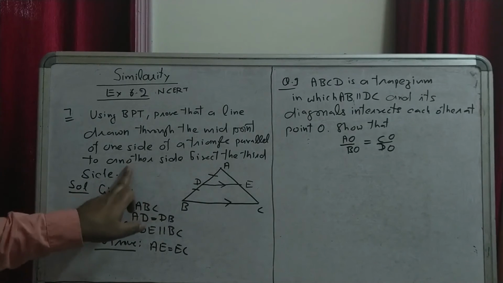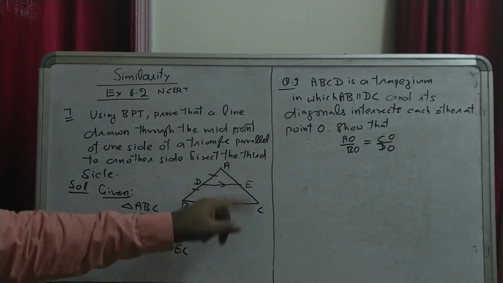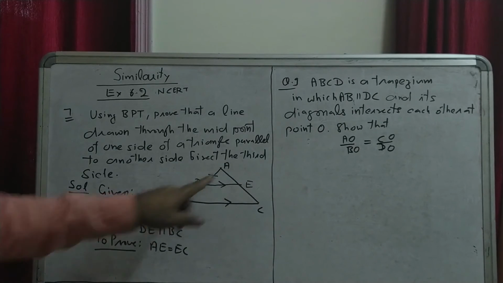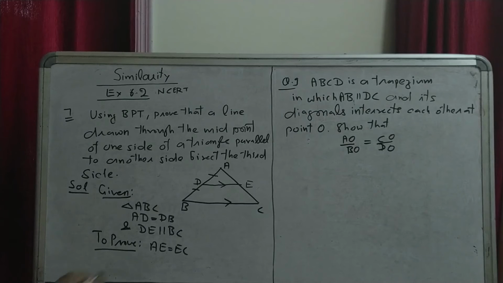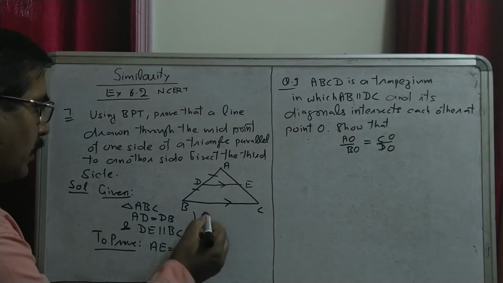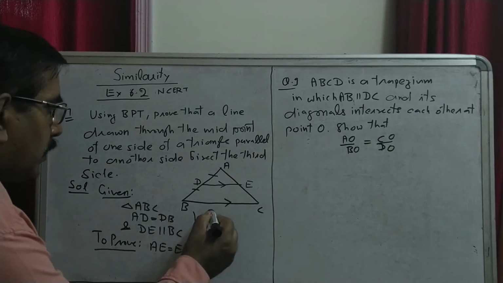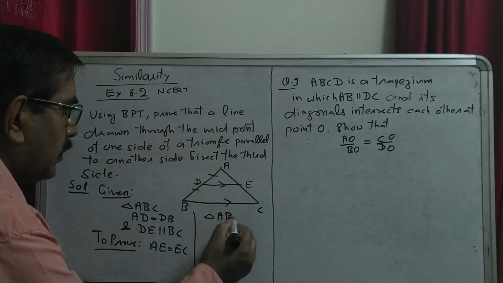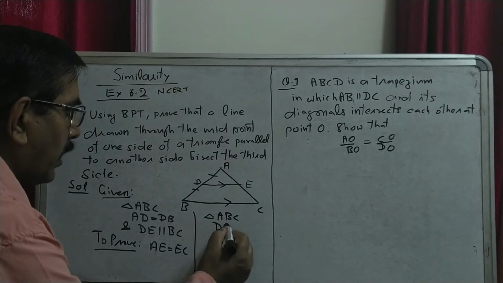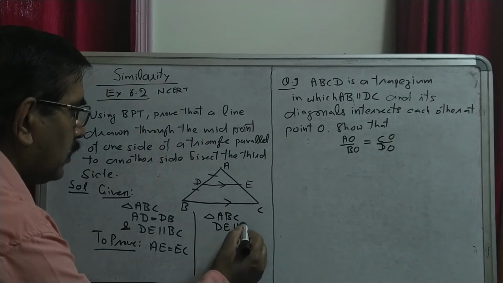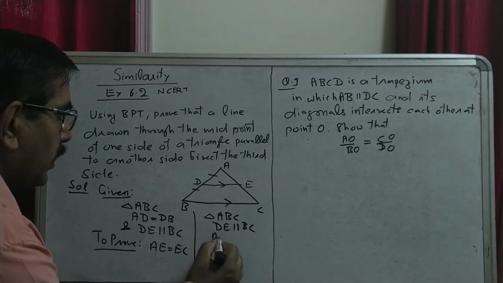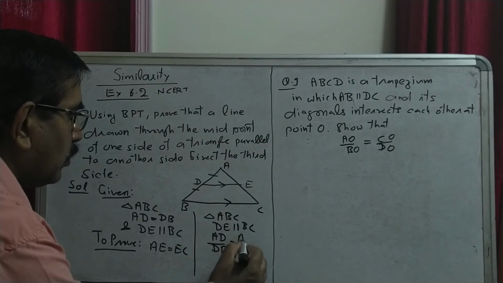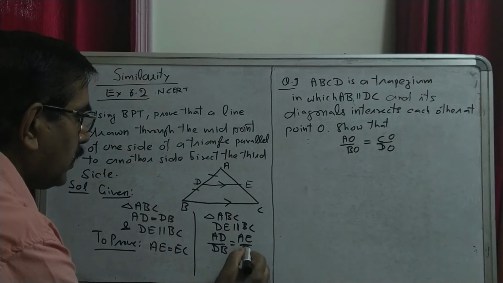Then the line through one side's midpoint parallel to another side bisects the third side. So it is bisecting the third side, which means AE is equal to EC. So children, you simply apply BPT. See here, in triangle ABC, DE is parallel to BC. What does it mean? It means AD over DB is equal to AE over EC.